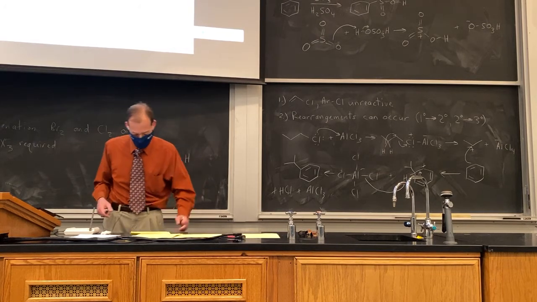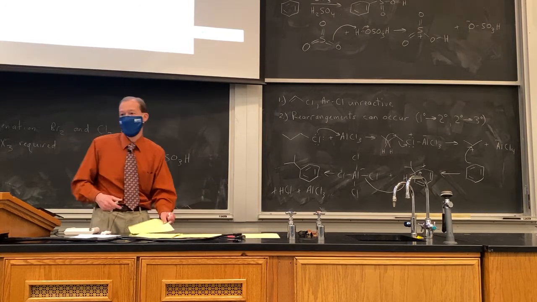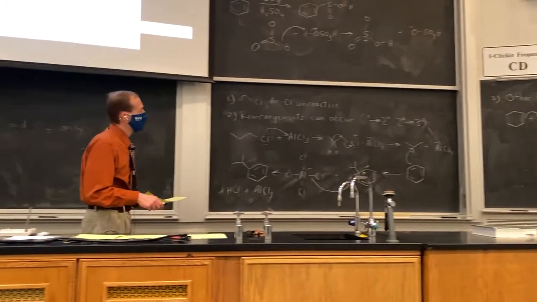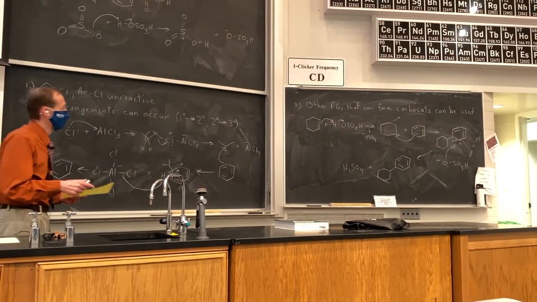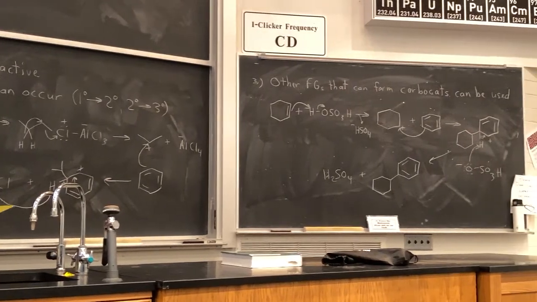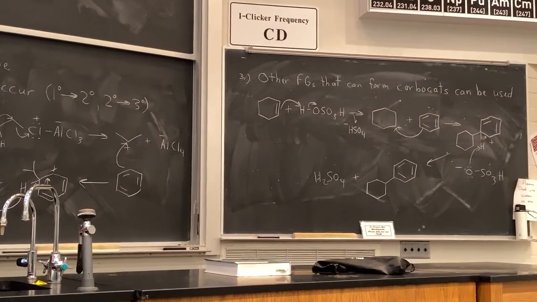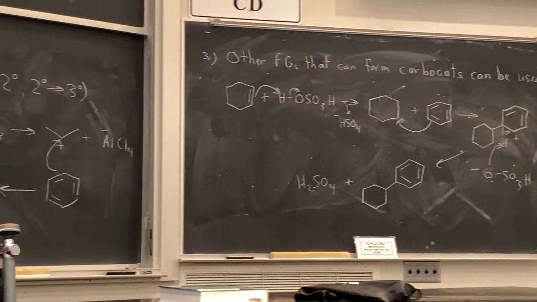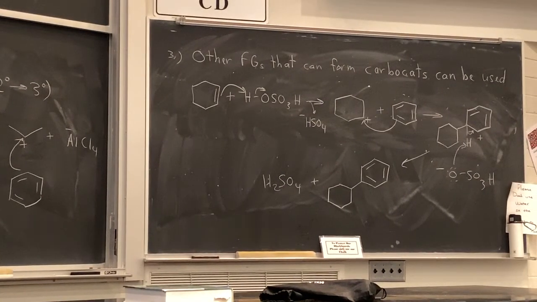All right. So the final point we're going to make about Friedel-Crafts reactions is that other functional groups that can form carbocations can be used. It doesn't have to be an alkyl chloride. We can protonate alkenes with sulfuric acid to form carbocations, and we can use those carbocations in Friedel-Crafts reactions. Here's an example of that. Okay, we're forming this cyclohexyl cation, benzene attacks, HSO4 minus deprotonates. So alkenes can be used.